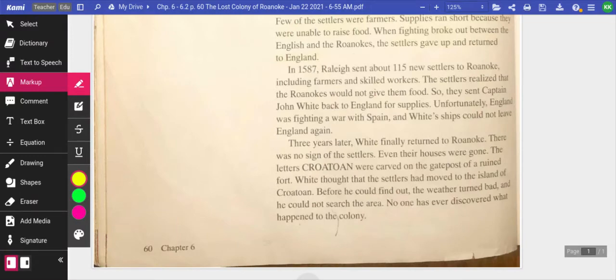Number four, a colony was started on the island, but when food was scarce and fighting broke out, the settlers gave up and returned to England. So they gave up, took their ships and went home. More settlers were sent, including farmers and skilled workers. They sent Captain blank back to England for more supplies. But due to war with Spain, his ships got stuck in England. Who was that? John White.